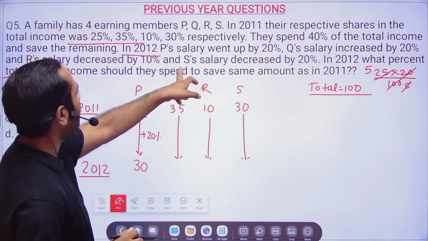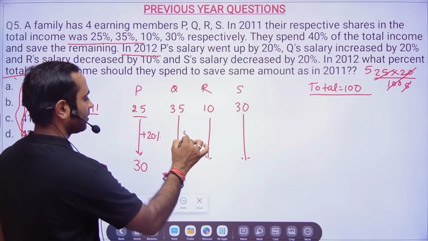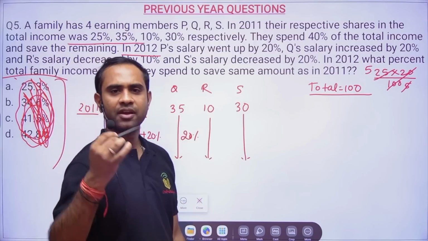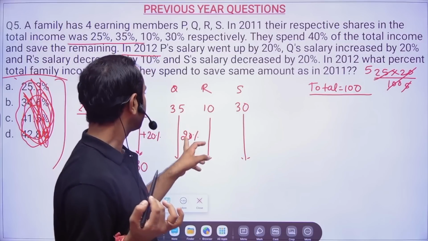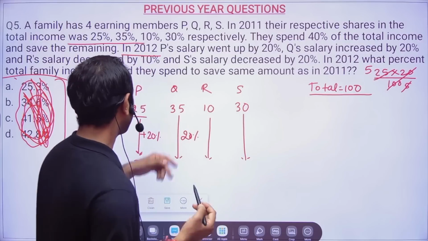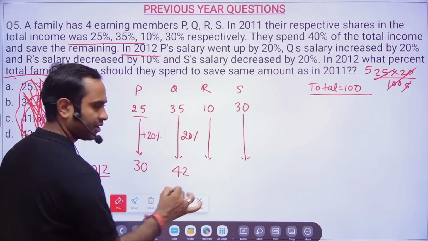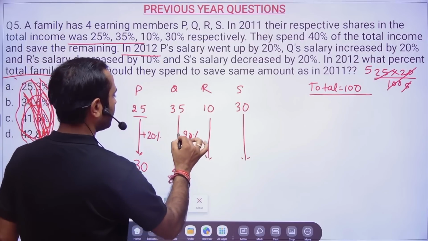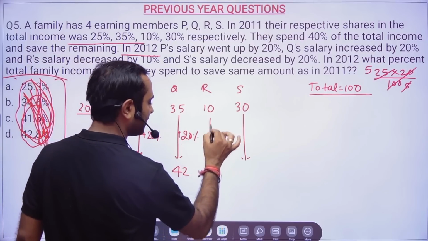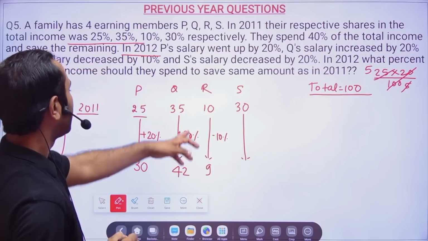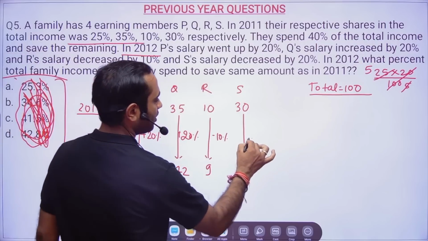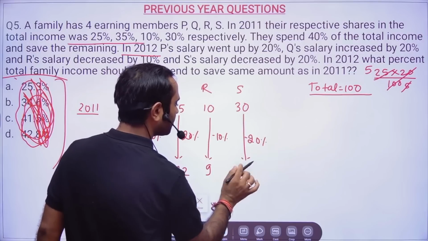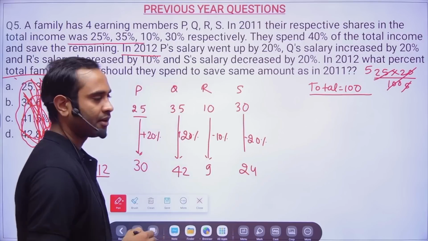Next, Q salary increased by 20%. So 20% is again 1 by 5. 35 by 5 is what? 7. So from 35 it will become 35 plus 7 is 42, right? Then R salary decreased by 10%. So 10% of 10 will be 1. From 10 it will become 9. And S salary decreased by 20%. So 20% of 30 will be nothing but 6. So from 30 it became 24, 6 minus.